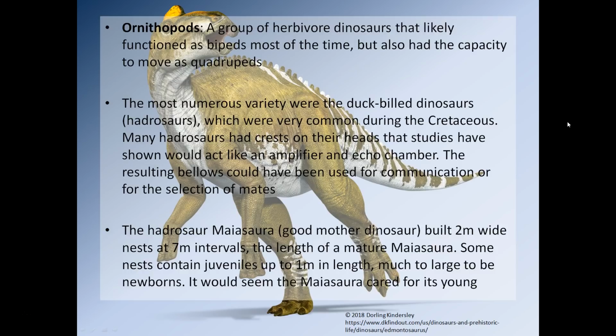So one particular hadrosaur, a dinosaur called Maiasaura, depending on how you want to pronounce it, which translates into good mother dinosaur, is very interesting because it built 2-meter wide nests at 7-meter intervals. And 7 meters is about the length of your average Maiasaura. So this would suggest that the nests were spaced out in such a way as to ensure that one dinosaur could not crush the eggs of another dinosaur.